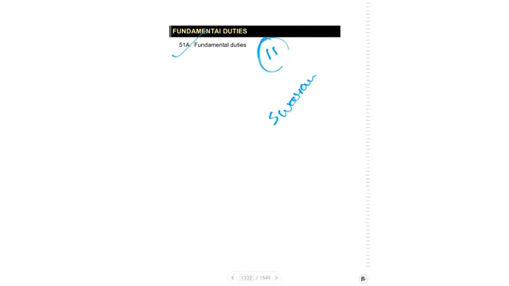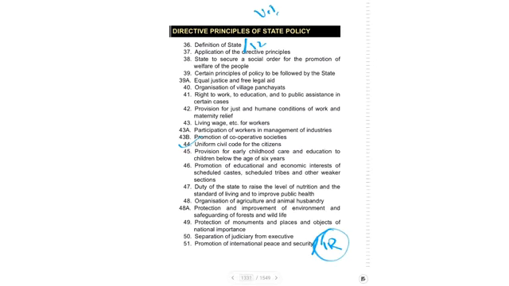In DPSP, you have to remember the amendments in which new DPSP has been added. For example, 48A has been added from the 42nd Amendment. So in this way, you have to read it. I mean, you have to keep in mind which amendment has added which new DPSP.